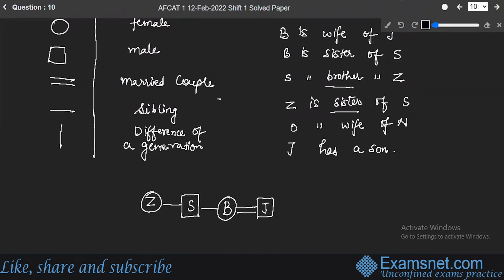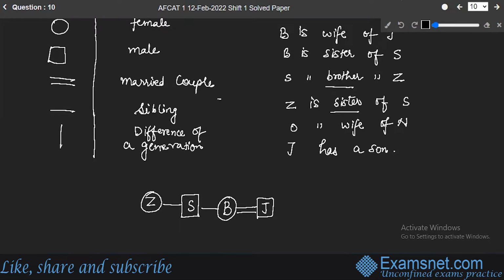So let's once again quickly see. B is wife of J. So B is a female, J is a male. They are a married couple. B and S, they are siblings. B is a female, S is a male. Z and S are siblings again. Z is a female, S is a male. Let's move forward then. Next is given, J has a son, right? O is wife of N.